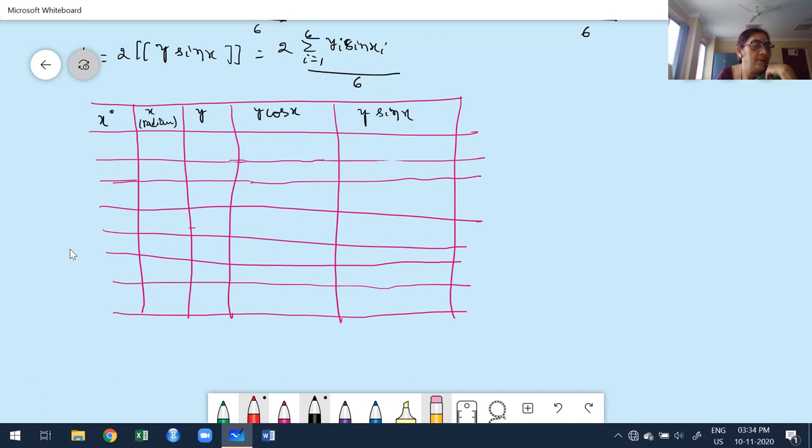0 is 0, 60 degree is pi by 3, 120 is 2 pi by 3, 180 is pi, 240 is 4 pi by 3, 300 is 5 pi by 3, okay. Now the corresponding y they given: 7.9, 7.2, and then 3.6.